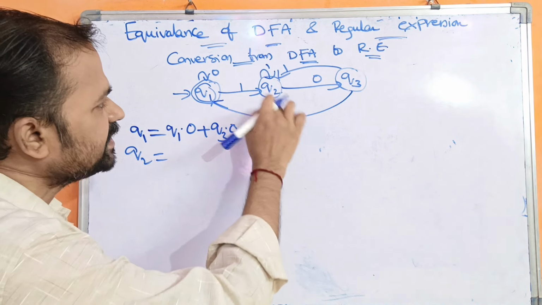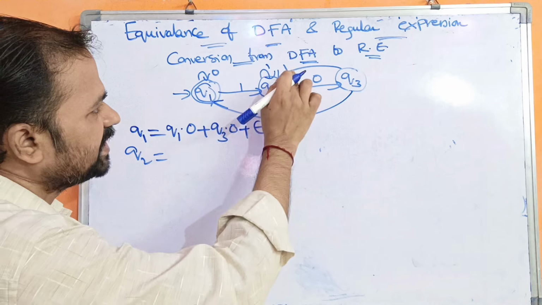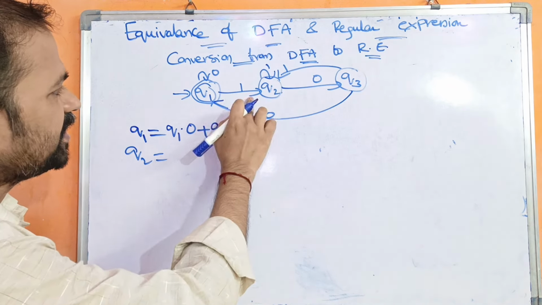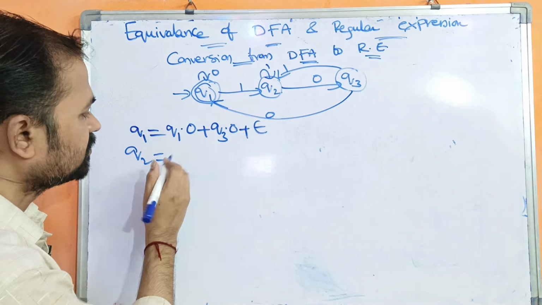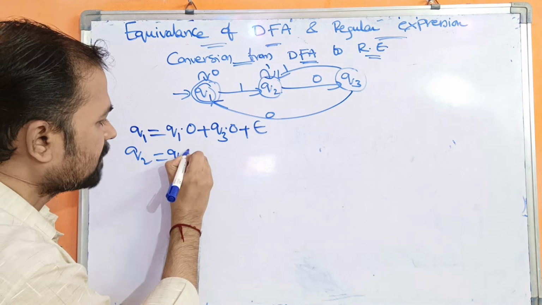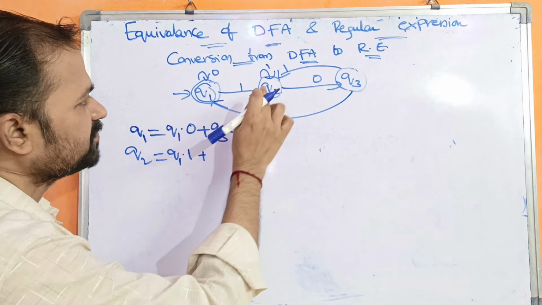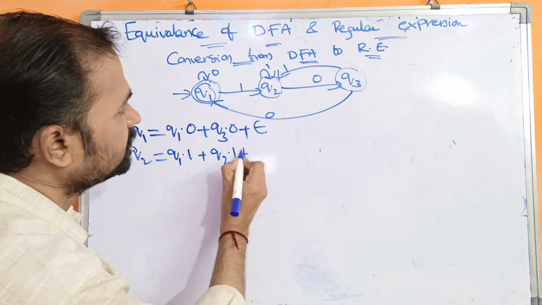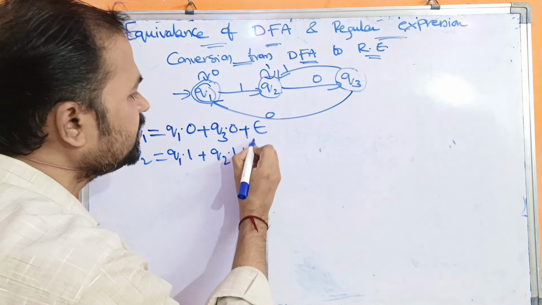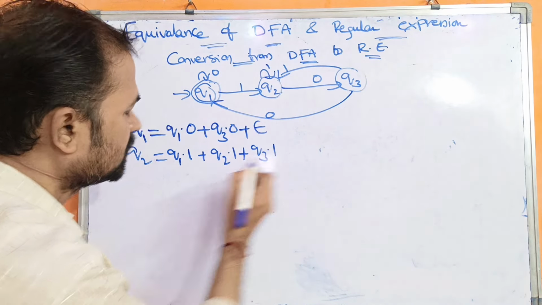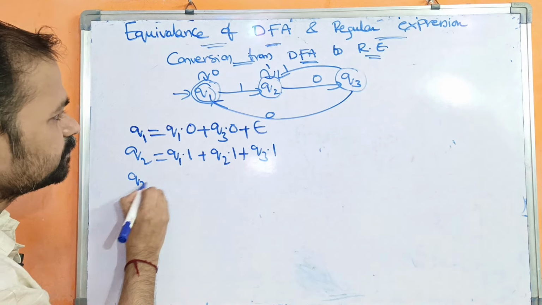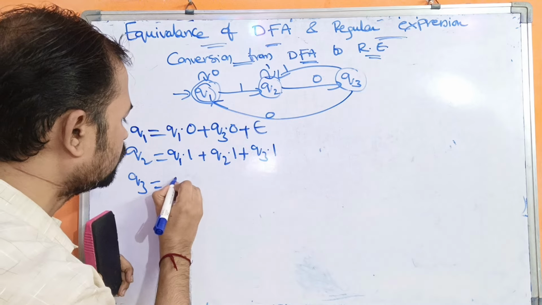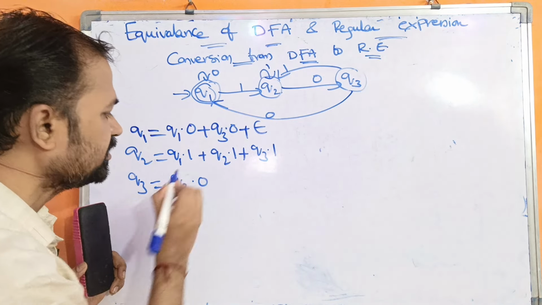Next, Q2's incoming edges. This is the first edge, this is the second edge, and we have one more, the third edge. The first one is Q1 on applying 1, the second is Q2 on applying 1, and the third is Q3 on applying 1. Next let us solve Q3. For Q3 we have only one incoming edge, that is from Q2. So Q3 is equal to Q2 into 0.